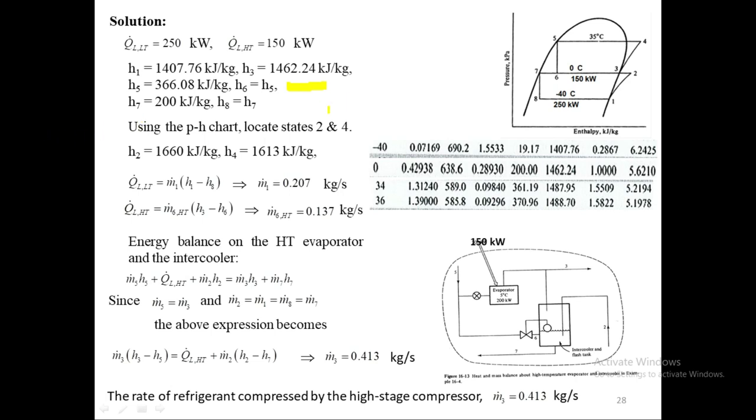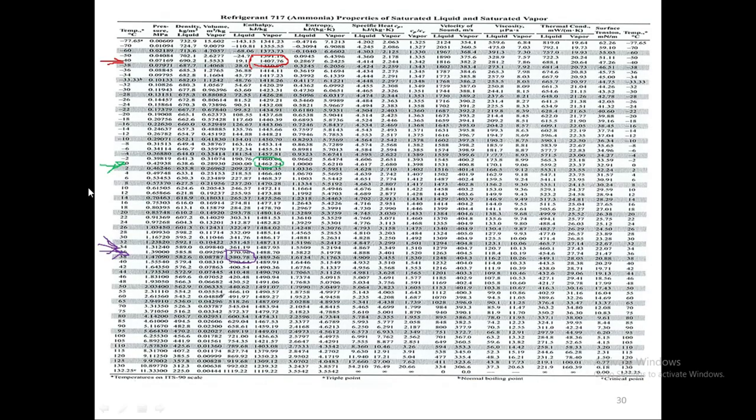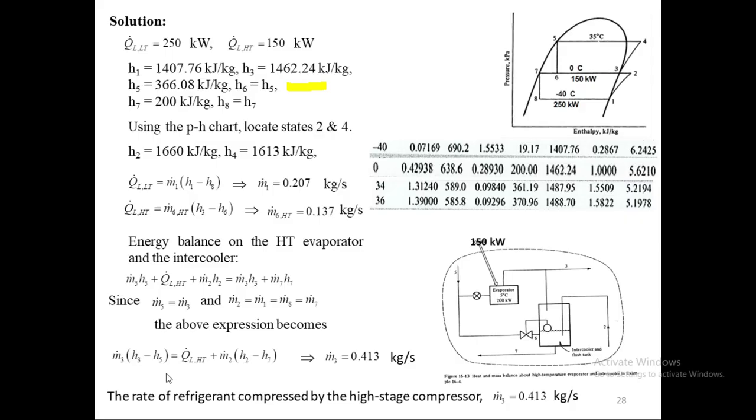Now H7 is again saturated liquid at 0 degree centigrade. So that should be right over here. 0 degree centigrade, saturated liquid 200 right here. 0 degree centigrade is this point here, the green one, and 200 with this one, we check at 200. So that is H7, and H7 and H8 are the same because they are a constant enthalpy process.